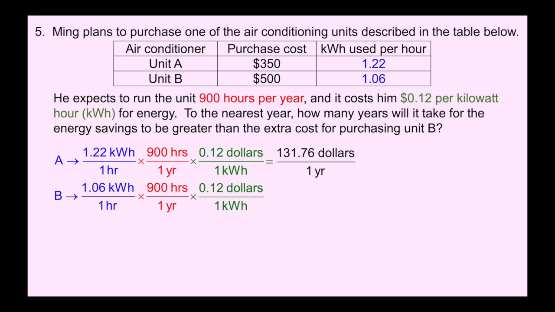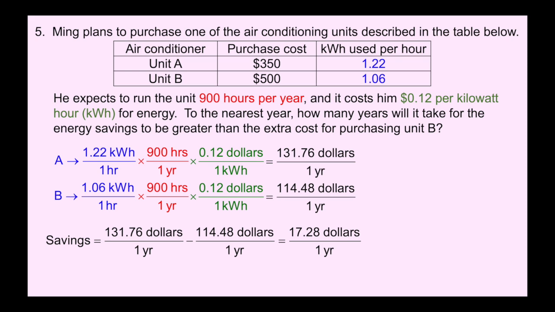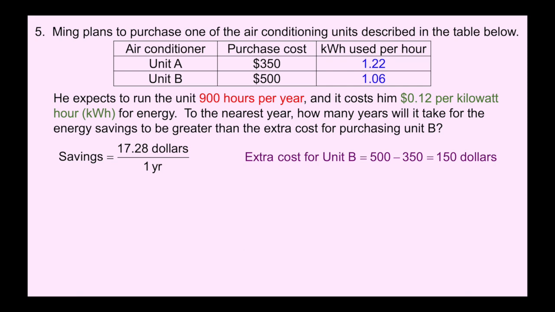We're multiplying it by the exact same conversion figures, and I end up getting $114.48 per year. Now, unit B is going to be cheaper to run per year, but the upfront purchase cost is more expensive. So we need to consider what the savings is going to be and how many years it's going to take to make up the $150 difference. So if I talk about the savings here, it is a savings of $17.28 per year, and you can do it this way. You're basically just subtracting these two numbers. So with that in mind, we consider the extra cost for unit B to be $150.